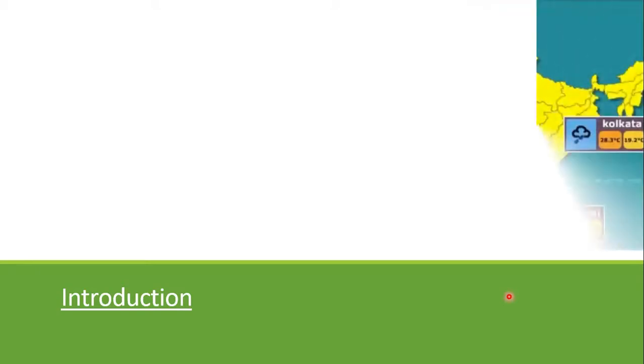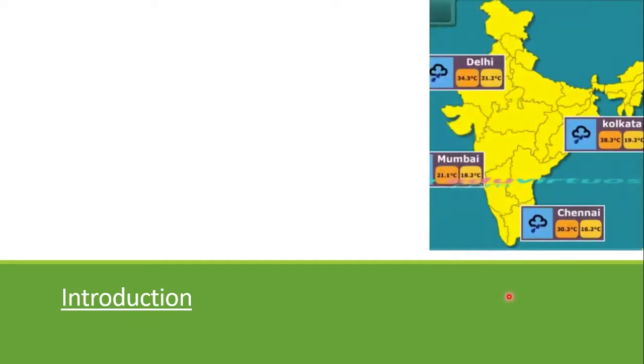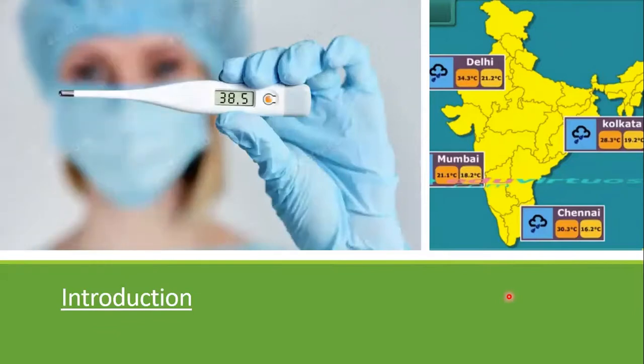Children, have you seen how news channels report the maximum and minimum temperatures of a particular place on a particular day? 34.3 degrees Celsius, 21.2 degrees Celsius, like this. And when you go for your regular checkup, does your doctor check your body temperature and report it as 38.5 degrees Celsius? Can you tell me what you can see in these figures?